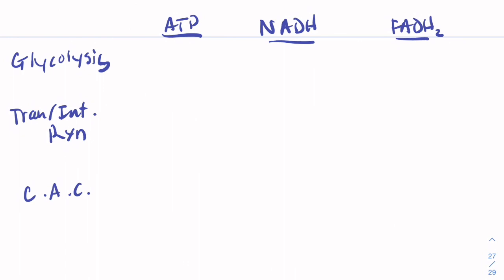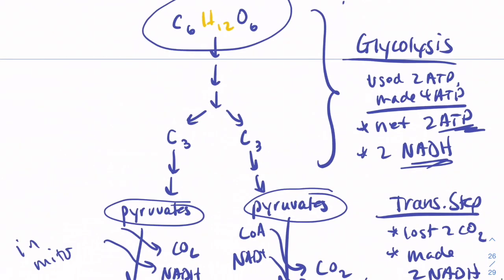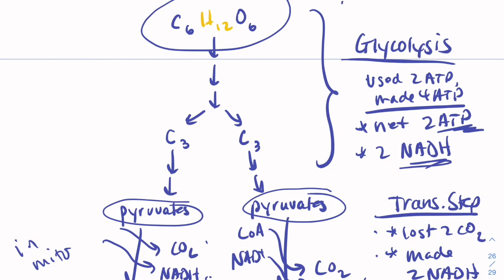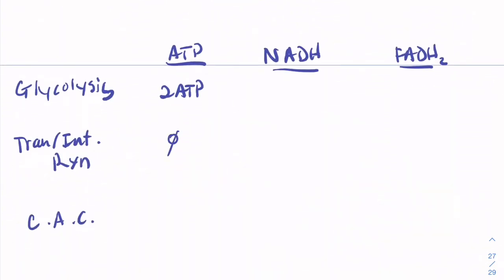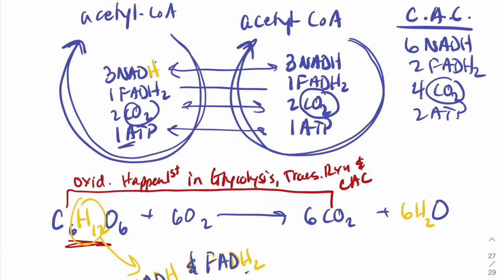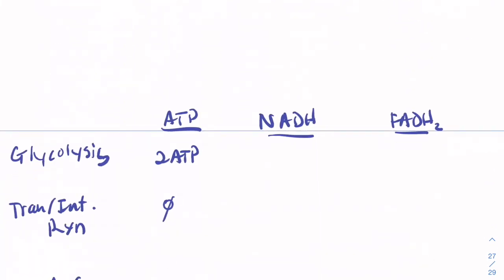So for glycolysis, did we get any ATP? Well, we used 2, but we made 4, so we got a total of 2 ATP from that. Did we get any ATP from the transition step? Go back and look. I don't see any ATP there. Nope. Citric acid cycle, did we get any ATP? Oh, yes, there's one, and there's another one, so a total of 2 ATP. All right, how much NADH did we get from glycolysis?